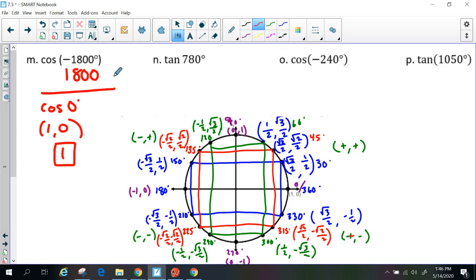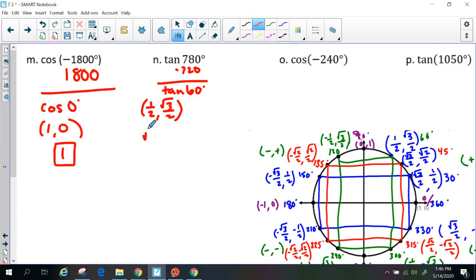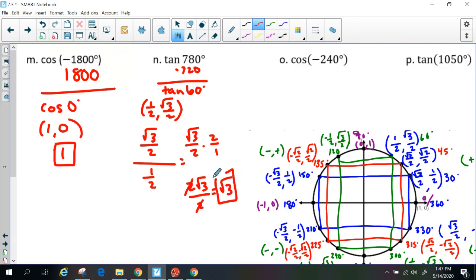Tangent of 780. We're going to have to subtract 2 times around the circle, 720 degrees. We're looking for the tangent of 60 degrees. So 60 degrees lands us at the point 1/2, root 3 over 2. And with tangent, we're going to be showing a lot of work here. So we're going to take our y value, our sine value, and divide it by cosine, or x value. Instead of dividing by a fraction, we multiply by the reciprocal. So on the top, we have 2 root 3. On the bottom, we have 2. 2 divided by 2 gives us 1. So here we just have the square root of 3.